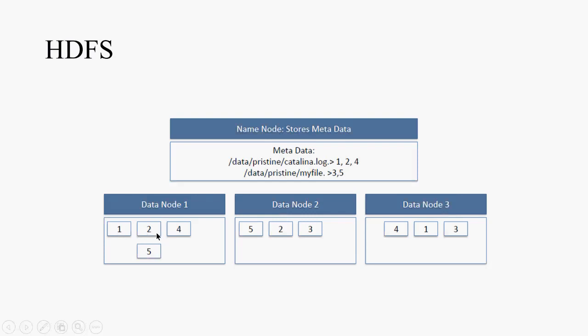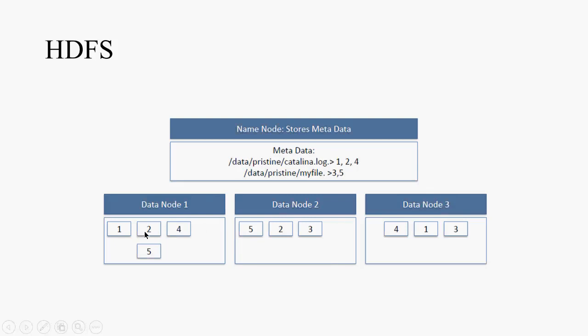Block 1, block 2, block 4 and block 5 are placed in data node 1. And you can see block 1 is replicated in node 3, block 2 is replicated in node 2, block 4 is replicated again in node 3, and block 5 is replicated in node 2. And you can see that block 3 is missing here. So block 3 is placed in node 2 and also replicated in node 3.